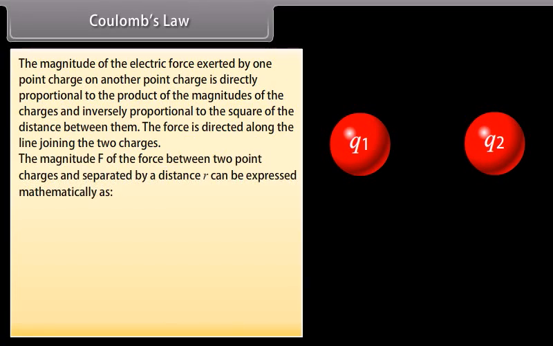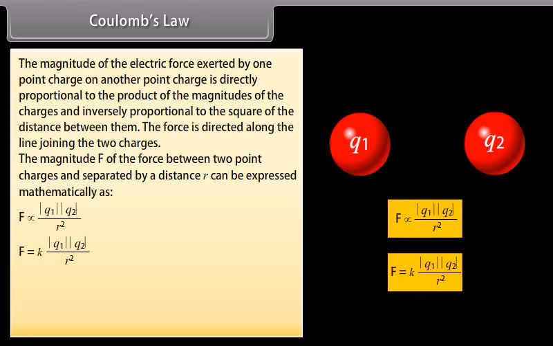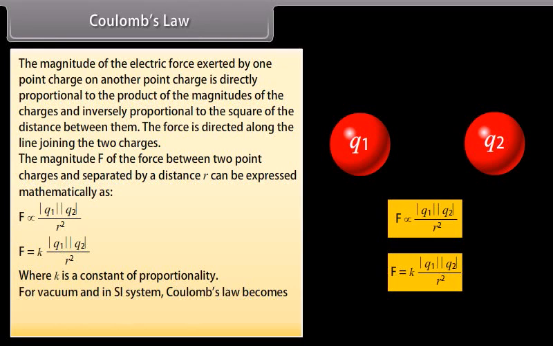The magnitude F of the force between two point charges Q1 and Q2 separated by a distance r can be expressed mathematically as F = K|Q1||Q2|/r². Here, K is a constant of proportionality. For vacuum and in SI system, Coulomb's law becomes F = (1/4πε₀) × |Q1||Q2|/r².